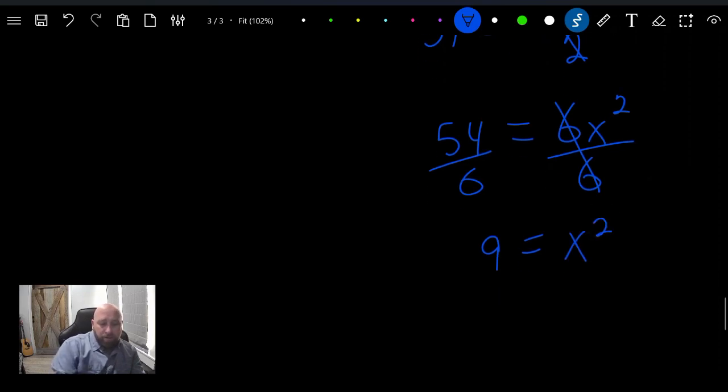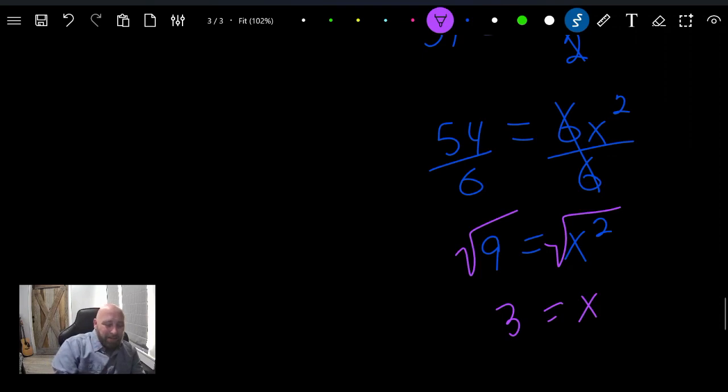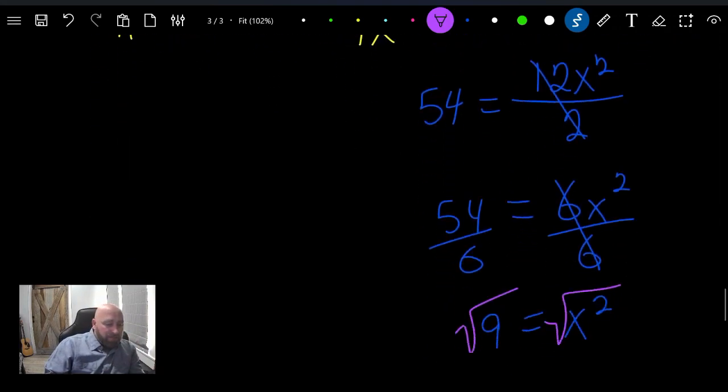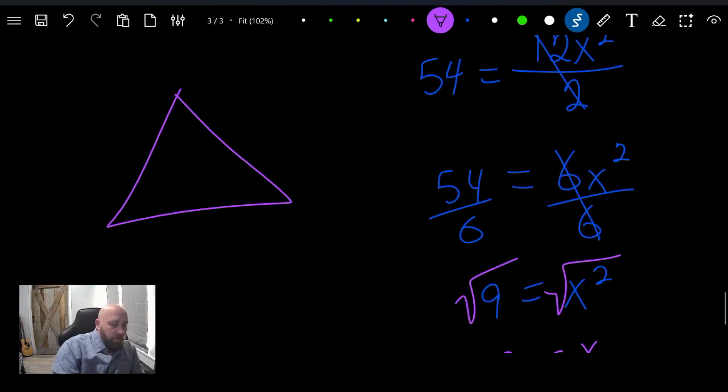You remember how to do this? We're going to take the square root of both sides, and we're going to get 3 equals x. Now, technically, we get plus minus 3 equals x. So let's talk about that in geometry. In geometry, you cannot have a side. So if this is our triangle right here, this can't be negative 3. That doesn't work. There's no such thing as negative 3 in geometry.